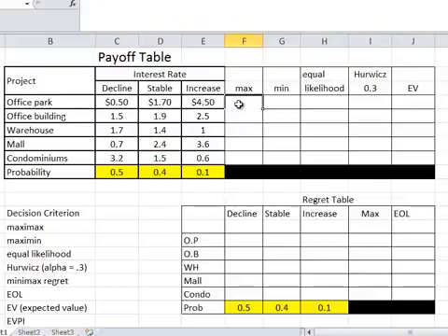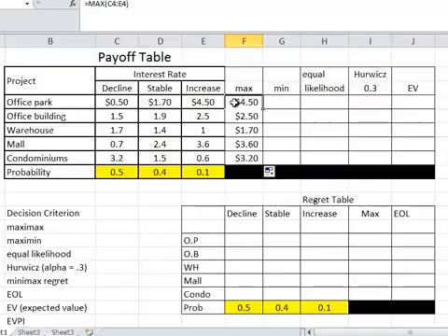There's an easier way to do that in Excel. We're going to use the Excel function called max. Here we're essentially looking for the maximum value among those 3 numbers. No surprise over there, it's $4.5 million. And we're going to do the same thing for all the other 4 decision alternatives. I'm going to use the copy and paste formula trick in Excel. Here we go. So the maximum payout for office park is $4.5 million. Maximum payouts for the other 4 decision alternatives are 2.5, 1.7, 3.6, and $3.2 million.